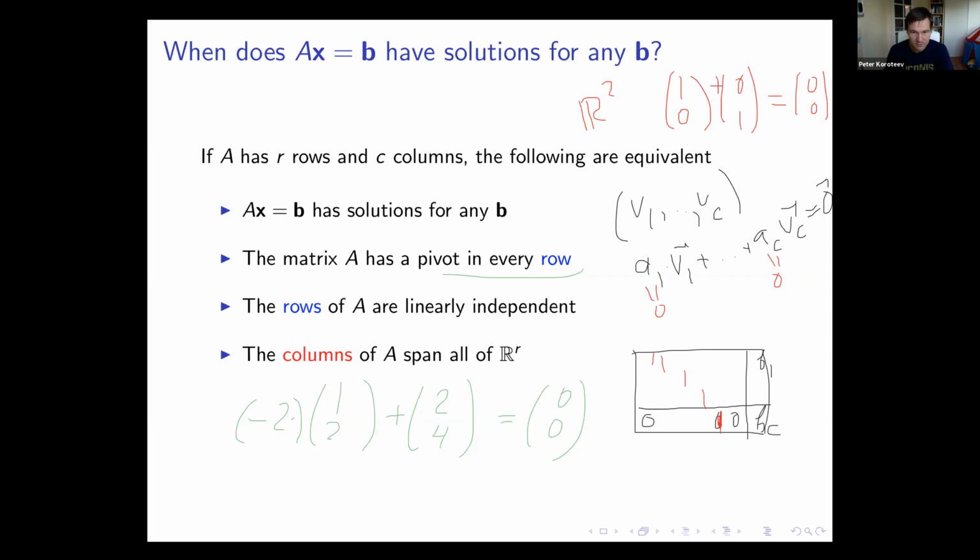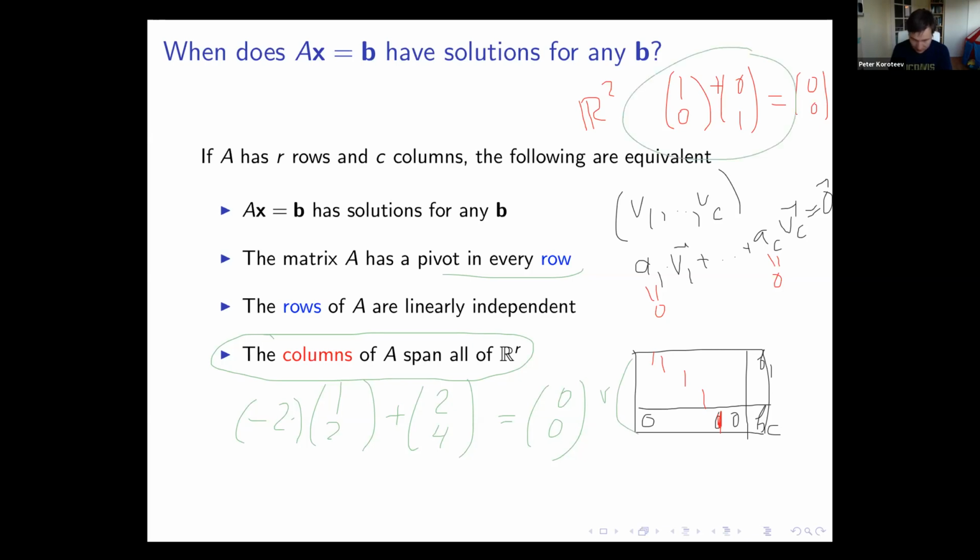So is this part clear about a pivot form in rows? Good. So now let's try to explain why it's equivalent to the last one: that the columns of A span R to the R. Remind you that there are R rows here. So it's the same idea, right?